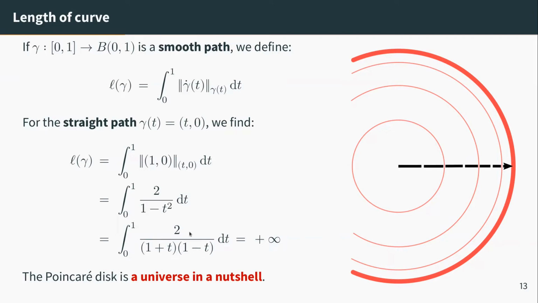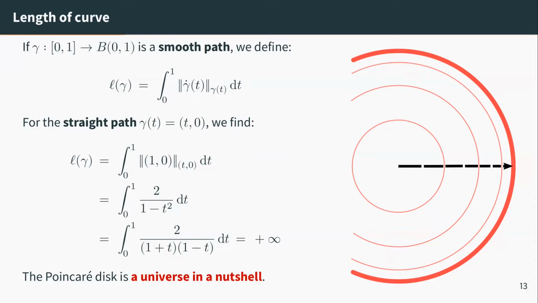So you have the integral from 0 to 1 of 2 divided by (1 plus t) times (1 minus t). The term in 2 divided by 1 plus t is fine, it's just 2 divided by 2, so nothing special. But the 2 divided by 1 minus t explodes just like the function 1 over x, and you know that the area under the curve of 1 over x is plus infinity. So that's why we have this kind of Zeno's paradox, where the lengths of the steps get smaller and smaller, and the formulas have been chosen just so that we actually get plus infinity. You cannot reach the boundary of the disk. So you can think that this Poincaré disk is a complete universe, in a nutshell.